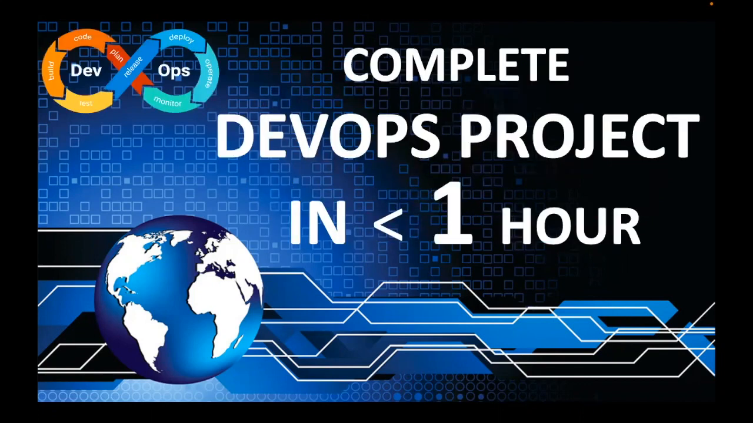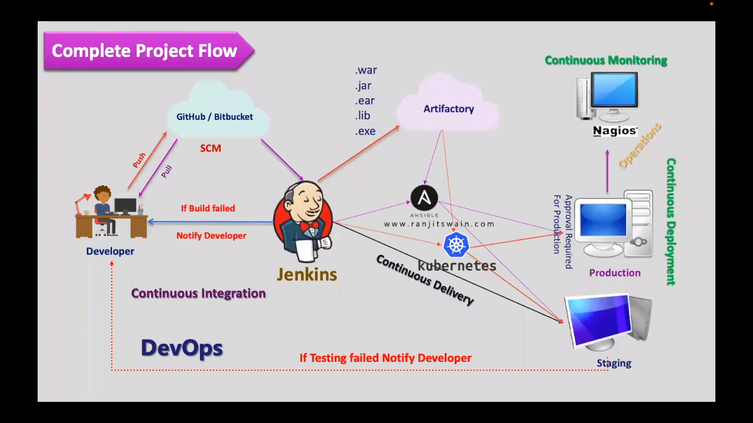Today, in this video, we'll see the complete DevOps project in less than an hour. So here is the complete project flow. I have designed this project with the complete flow of CI and CD, both continuous integration and continuous delivery, as well as continuous development. The tools I have used are Jenkins, Git, Ansible, Kubernetes. These are the tools being used to do the complete continuous integration, continuous delivery and deployment.